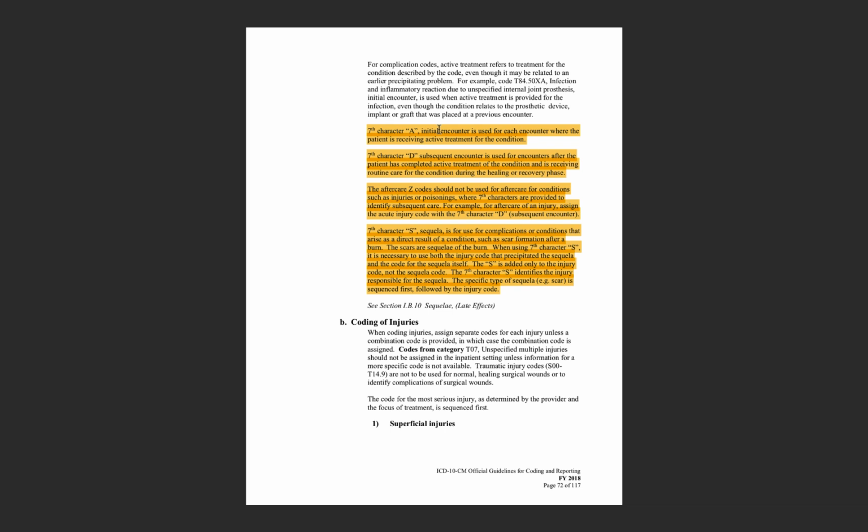Seventh character S stands for sequela. It is used for complications or conditions that arise as a direct result of a condition, such as a scar formation after a burn. The scars are sequela of the burn. When using seventh character S, it is necessary to use both the injury code that caused the sequela and the code for the sequela itself. The S is added only to the injury code, not the sequela code. That's important. So basically, if a patient had a fracture of their ankle and a scar formation was caused by that, you would code the fracture code with the S behind it and the scar formation.